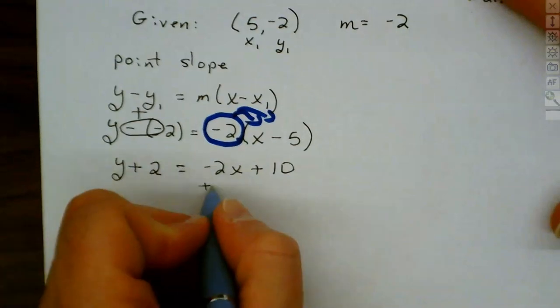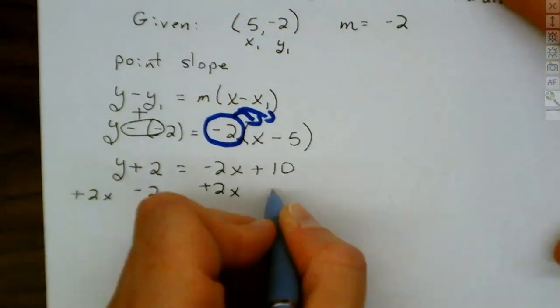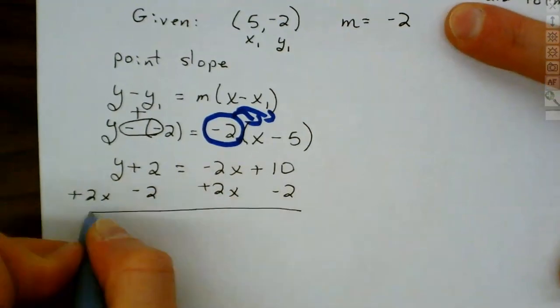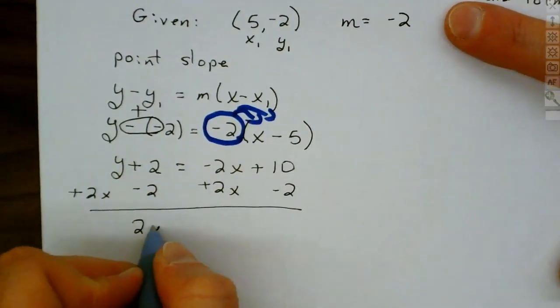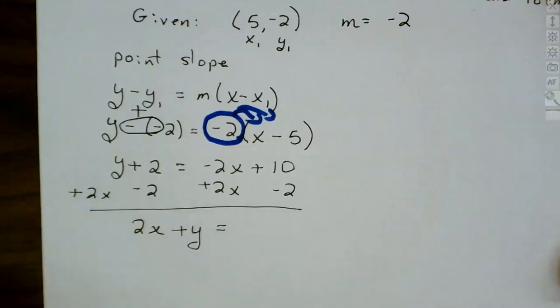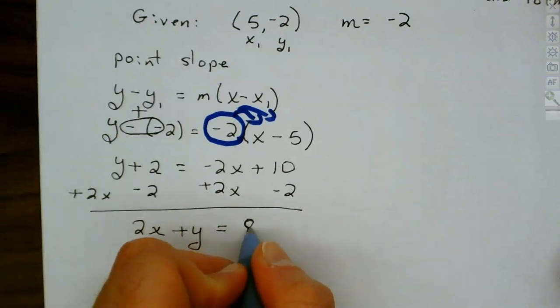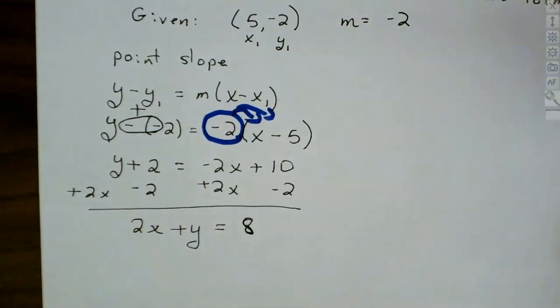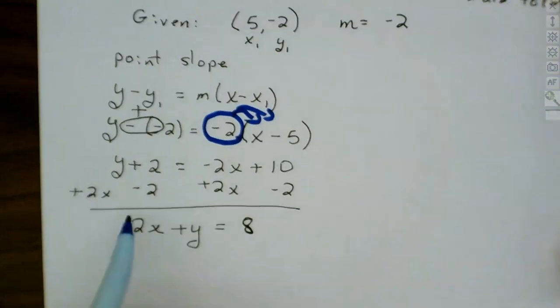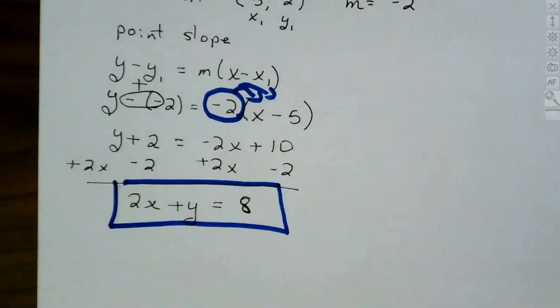We're going to add our 2x over and subtract off our 2. Now we have our answer in standard form, which is 2x plus y equals 10 minus 2. So that's an 8. And there's your answer in standard form. Okay?